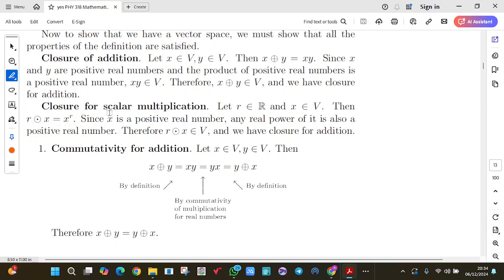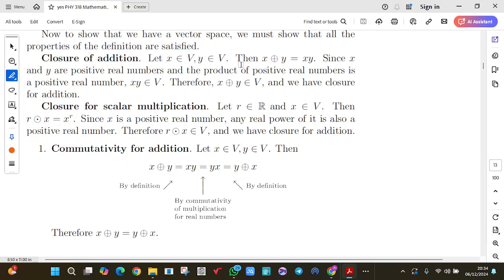Yes, sir. Yeah. So now we say since we are talking about X belonging to the vector space V, and Y belonging to the vector space, look at this one, we are saying they're all positive. So since X and Y are positive real numbers, they can be 2 and 3. And their product, if you take 2 and 3 and multiply them, are you not going to get 6?